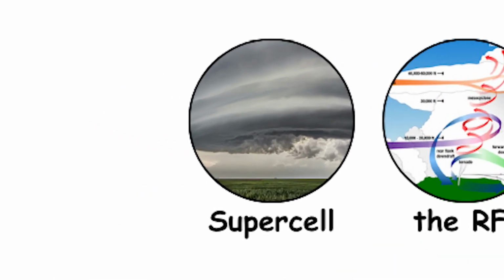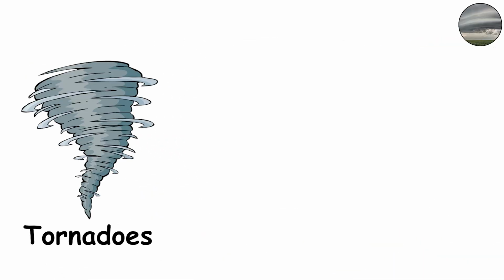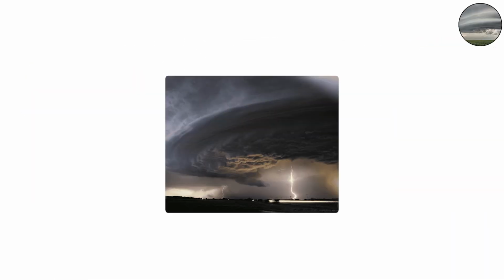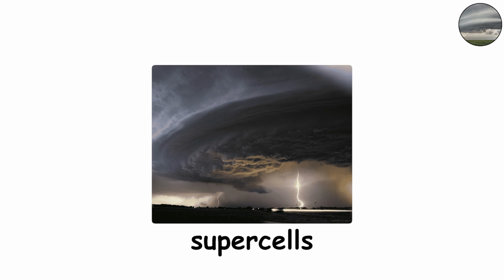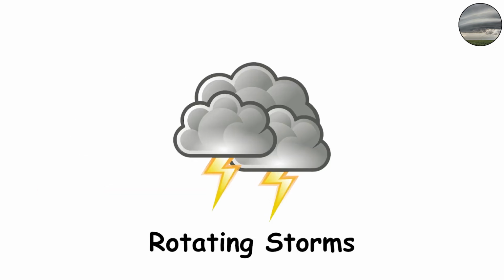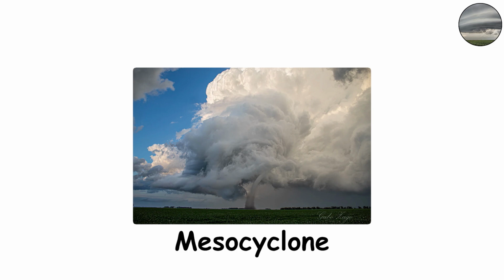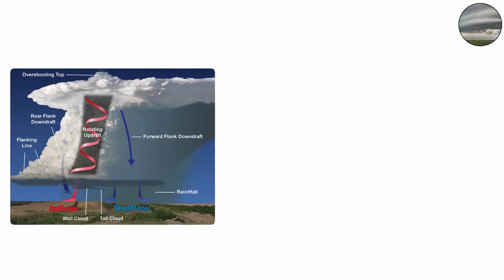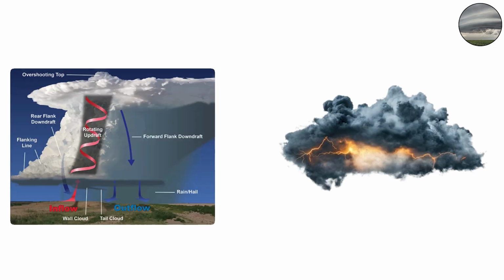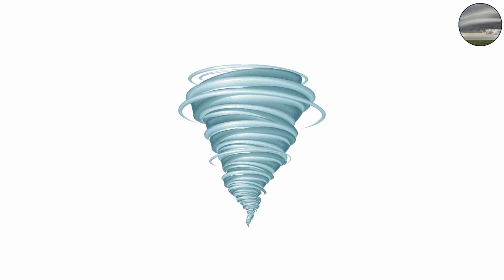The supercell foundation. Tornadoes rarely come from ordinary thunderstorms. Instead, they usually form within supercells, enormous rotating storms that can last for hours. A supercell is defined by its mesocyclone, a deep, spinning updraft that drives the storm's power. These giants feed on warm, moist air at the surface and release enormous amounts of energy high into the atmosphere. Without this organized structure, tornadoes are much less likely.